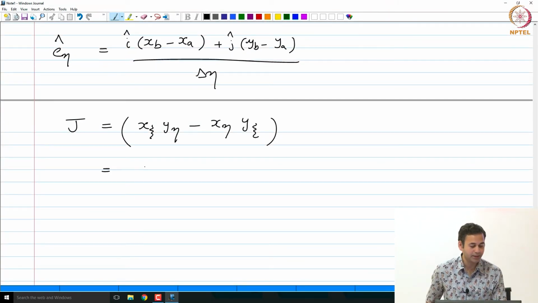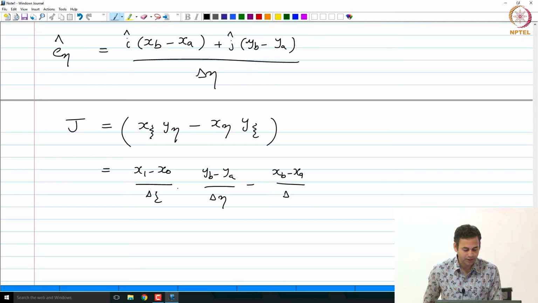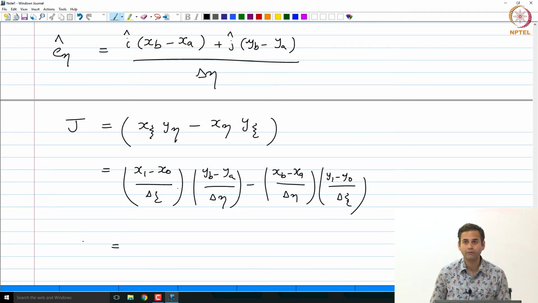What is x xi? Partial x partial xi. We have written it as x1 minus x0 upon delta xi. And what is y eta? yb minus ya upon delta eta. Minus x eta will be xb minus xa by delta eta, times y xi, which would be y1 minus y0 by delta xi. Okay. Fine. I just substituted whatever we have calculated for this.